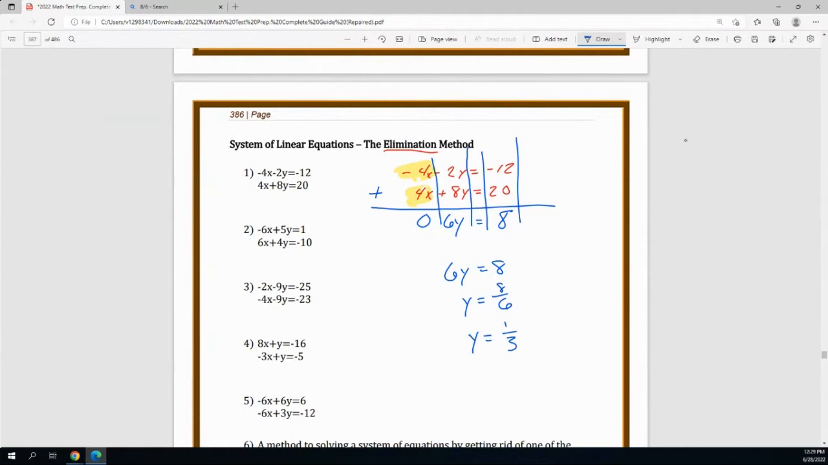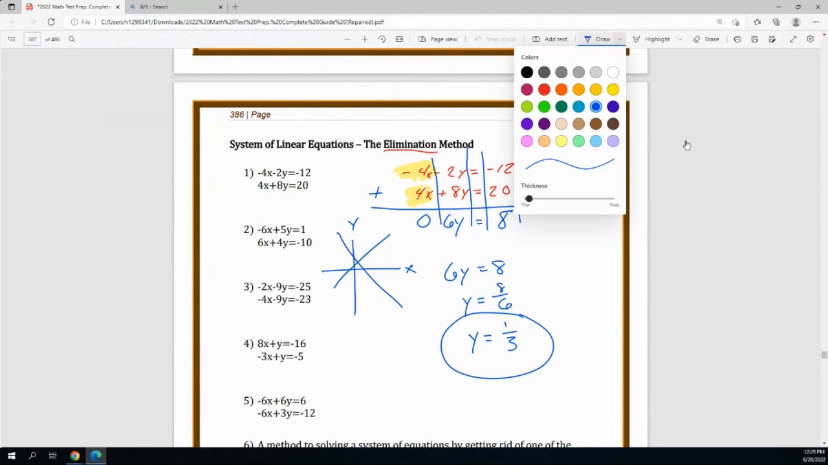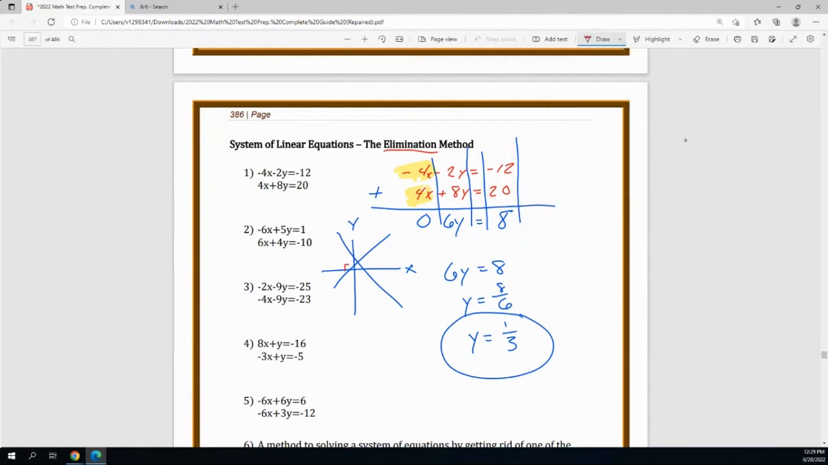Now we have the y part of our solution. Let me show you what I mean. If I have my two lines, what they're saying is this is the x and this is the y part. So the height of where they both meet is located at the y value we found. So we know the height of where they're meeting. What we need to do now is solve for the x.